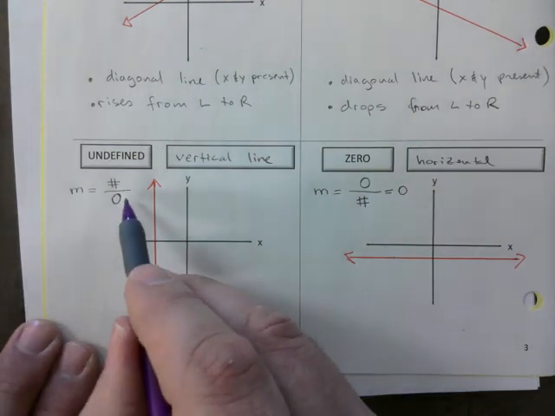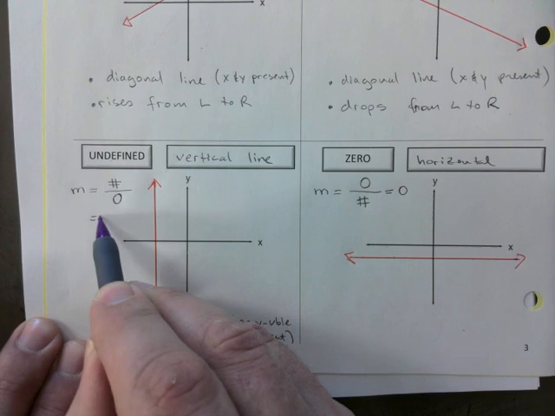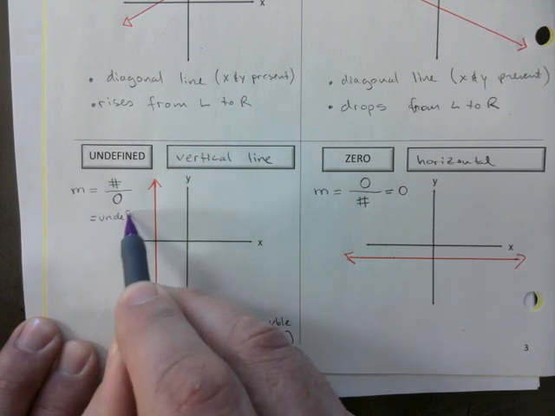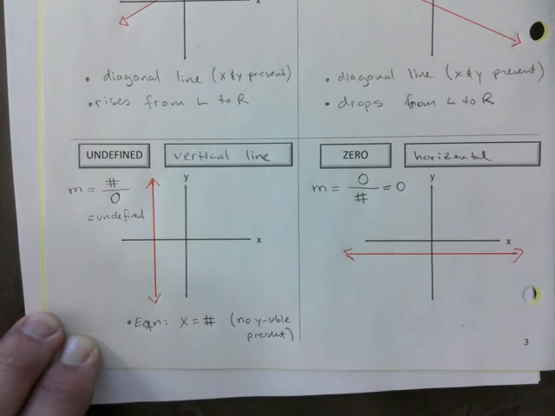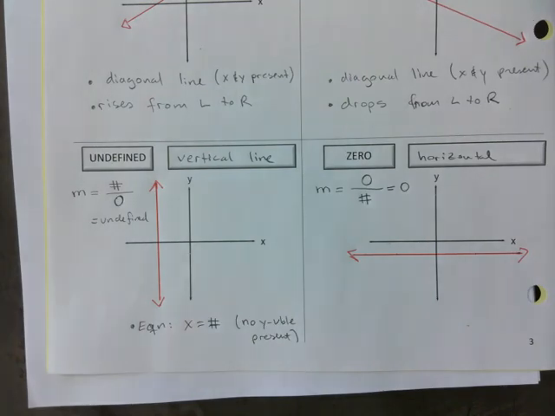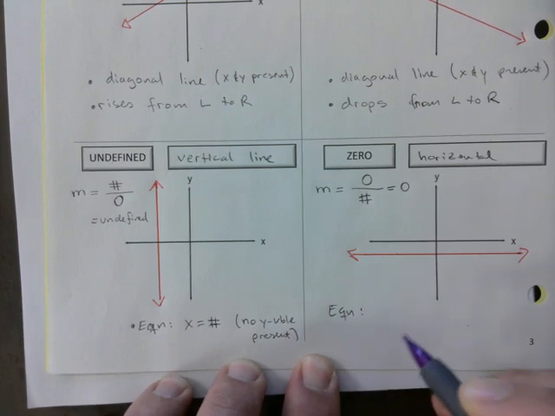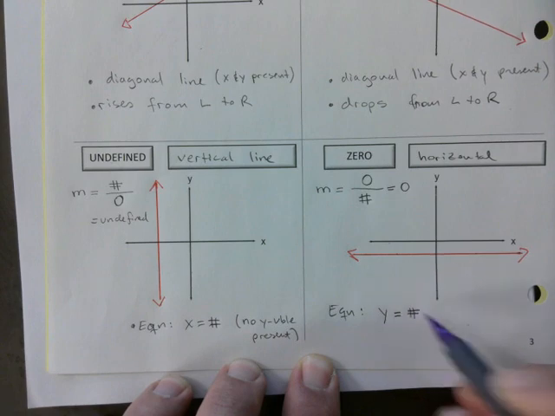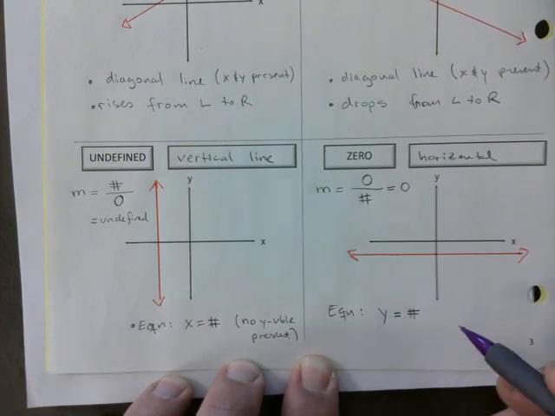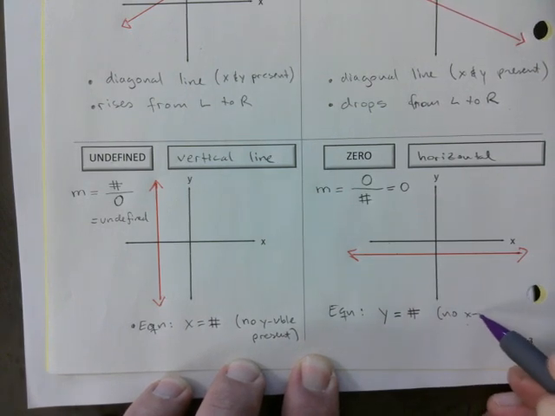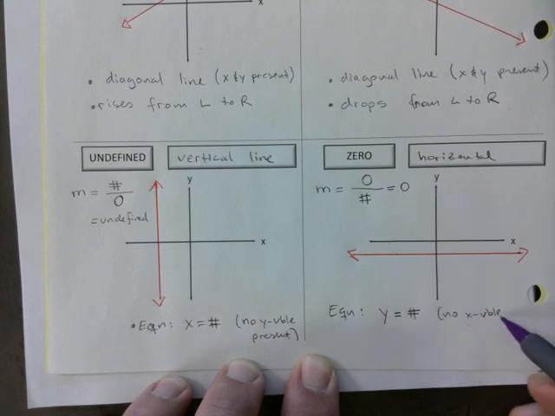Should I say up here, this is undefined? Yeah, so you're not thinking, oh, there's a 0 there, I wonder if it's 0, right? I hope you would know by now that it's not, right? Equation would be y is equal to a number. There's no x variable present.